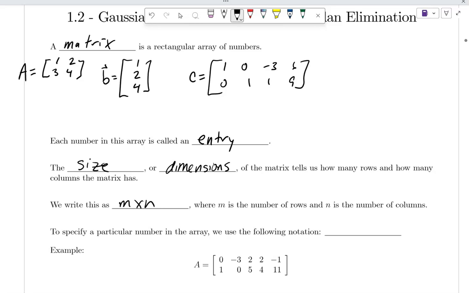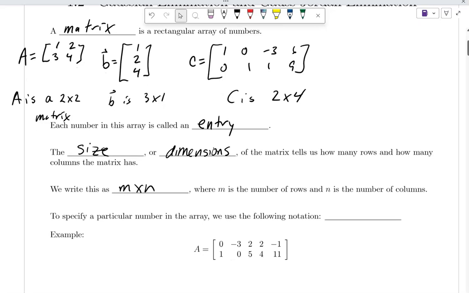So going back up to the examples that I wrote above, what are the dimensions for A? 2 by 2. What about B? Yeah, it's a 3 by 1 because it's always rows by columns. This has one column, so it's a 3 by 1. What about C? 2 by 4. Good. Everybody okay with that?